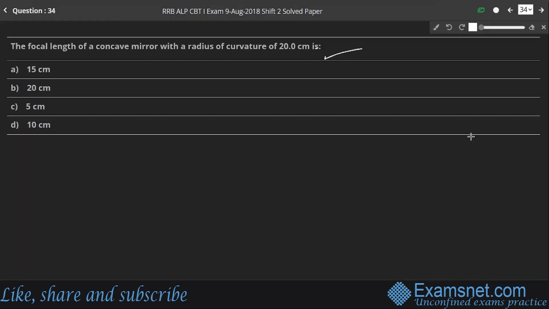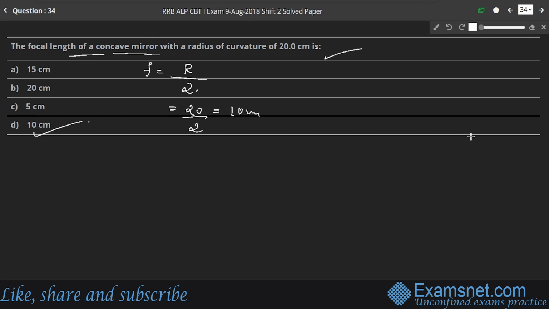Question 34. The focal length of a concave mirror with radius of curvature 20 centimeter is a very simple question. Focal length is related to radius of curvature as F is equal to radius of curvature by 2. Radius of curvature is given as 20 centimeter, so divided by 2 gives a focal length of 10 centimeter. So the focal length of the concave mirror is 10 centimeter. Option D is the right answer.